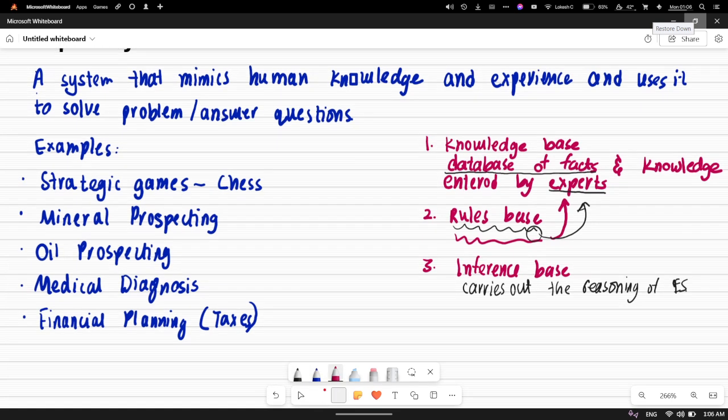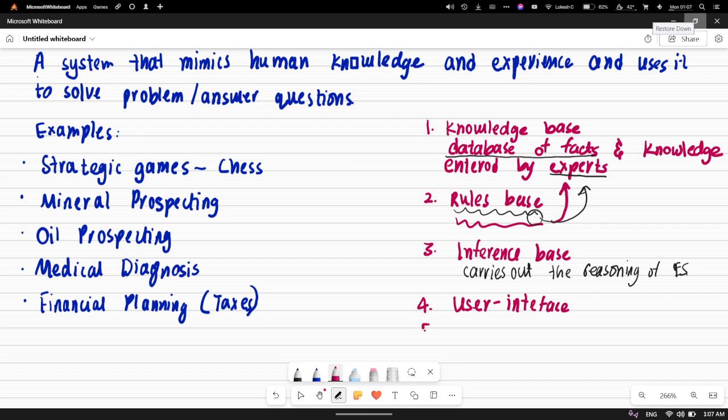Next we have the user interface. The user interface is what the user interacts with the computer through. This is what allows the person to interact with the system. This is where the questions are asked. This is where the user will enter the data about what they are talking about or any of these examples that were stated. And this is where the results will also be displayed.